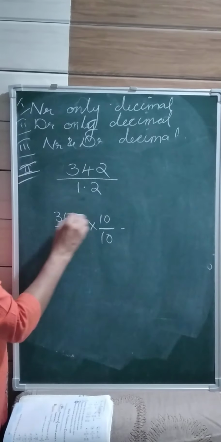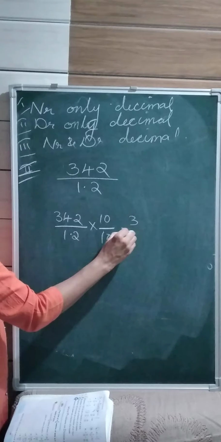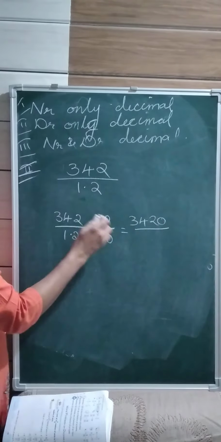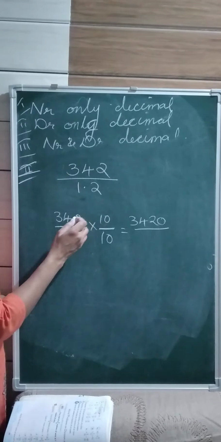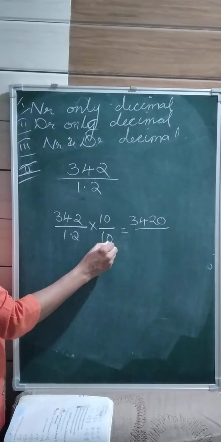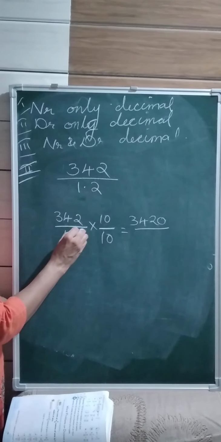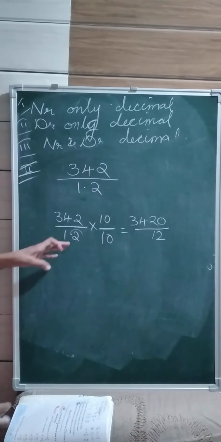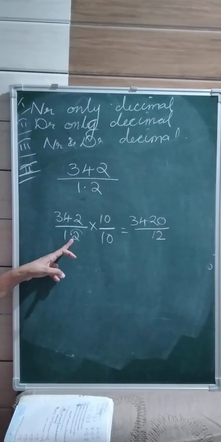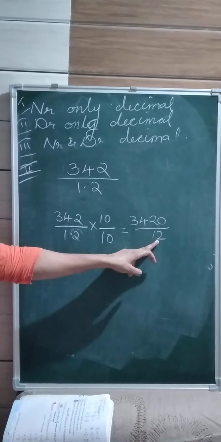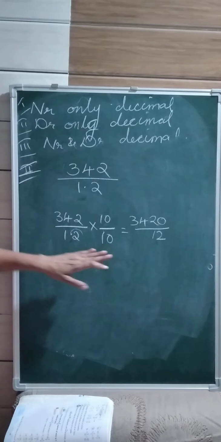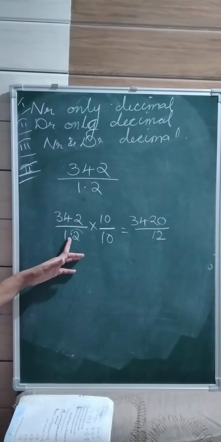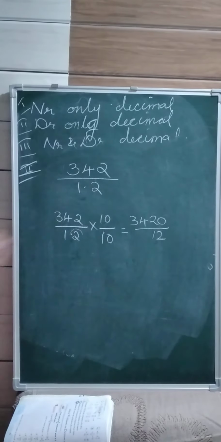Now start. 342 into 10 means 3420. With multiplication by ten we put a 0 at the end. Then the denominator is 12. See, now the denominator is a normal number. To remove the decimal we multiply with this number.